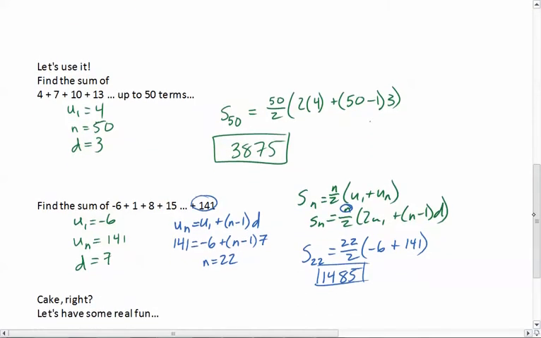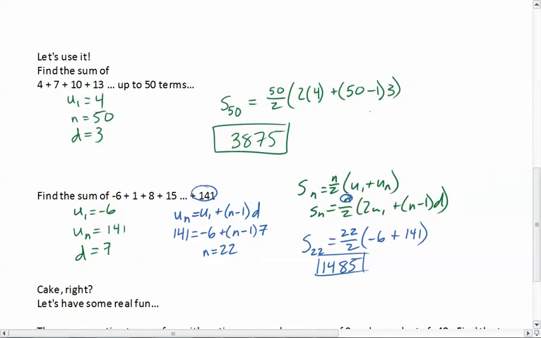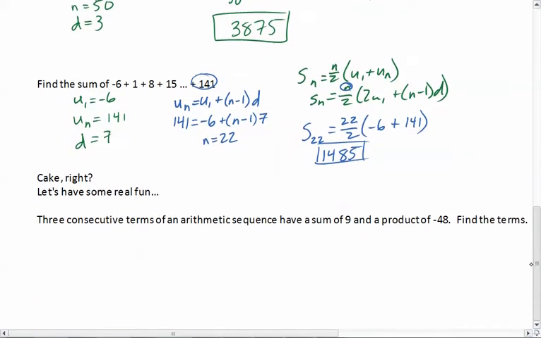Now, I'm going to do one more because I've got a couple more minutes. So let's have some real fun. Three consecutive terms of an arithmetic sequence have a sum of 9 and a product of negative 48. Let's find the terms. This is going to be interesting. We don't know anything other than the sum of the 3 terms and the product of the 3 terms. So I'm going to need some variables. But we don't want to introduce any more variables than we need to.